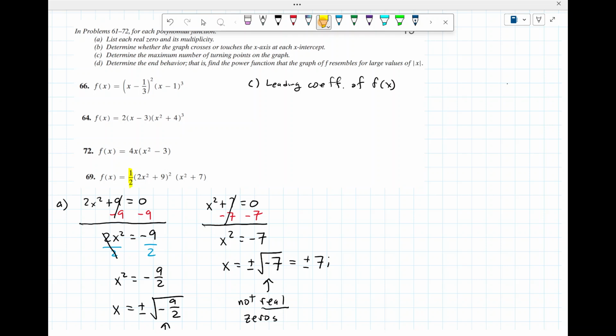First factor is 1/2. That is the leading coefficient of that first factor, so I do 1/2. I multiply that by the leading coefficient of the next factor. My leading term of this factor is 2x squared, but since this has an exponent, I take the whole term, and I raise it to the power of 2.